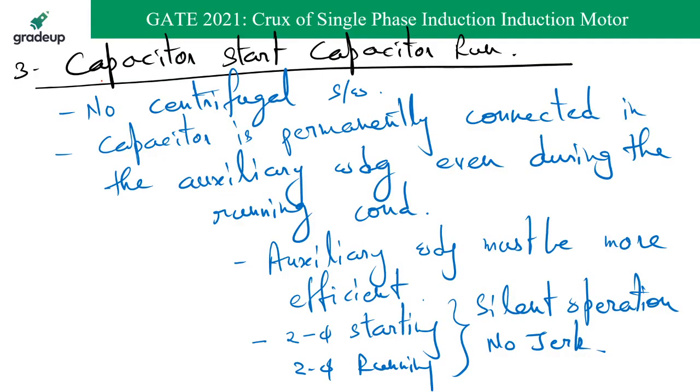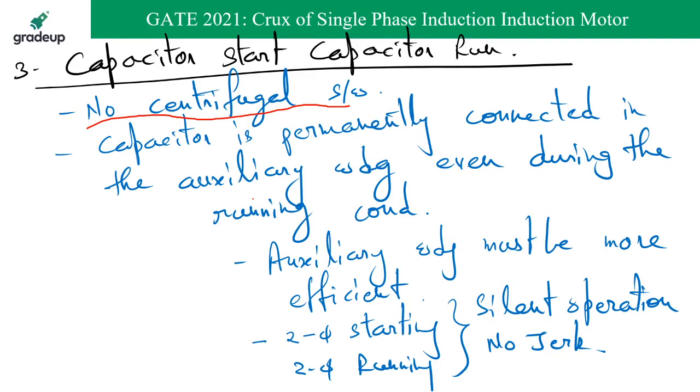The third method that we wanted to discuss is capacitor start, capacitor run. Now in this capacitor start, capacitor run motor, there is no centrifugal switch. It means the capacitor is permanently connected to the circuit, the auxiliary winding or starting winding. Are you getting this? It means in a capacitor start and capacitor run motor, the capacitance is permanently connected.